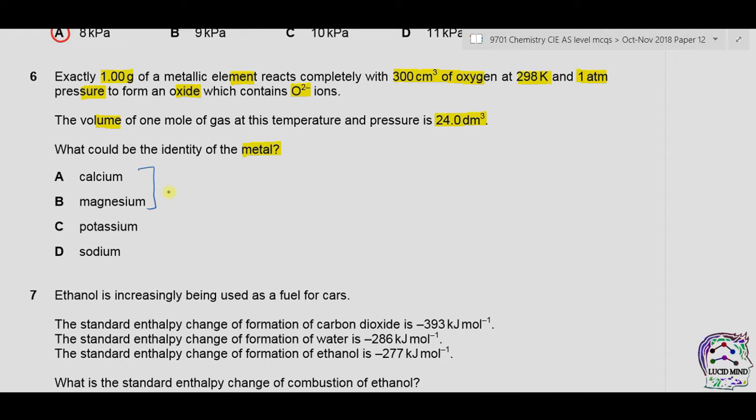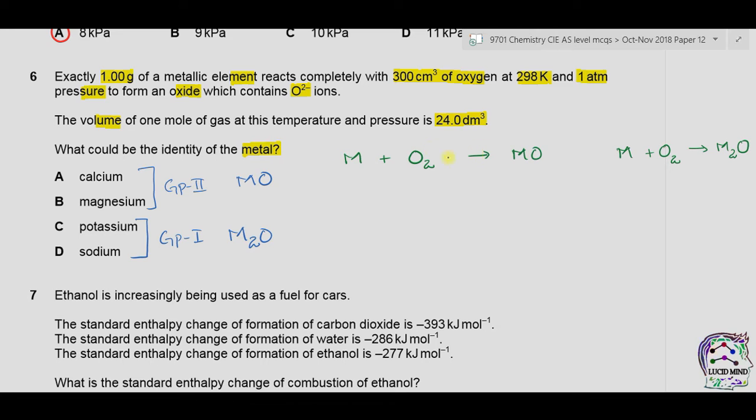Now calcium and magnesium both belong to group 2 of the periodic table. So they will make an oxide MO, where M is metal and O is oxygen. While C and D belong to group 1 of the periodic table and they will make oxide of M2O, where M can be potassium or sodium. We can write balanced equation for both group 1 and group 2. For group 2, it will be metal plus oxygen forms metal oxide. For group 1, it will be metal plus oxygen, forms metal oxide.